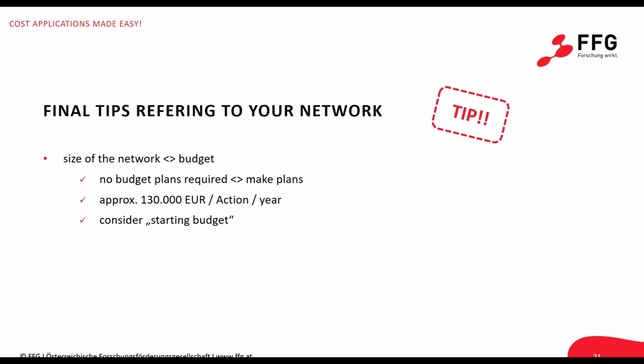That doesn't necessarily mean that you should not think about how much stuff would in general cost, so do make plans in the back of your head. In general, one can say that there are about 130,000 euro funding per action per year, approximately. The thing is that the budget per cost action is calculated on the basis of an estimation based on experiences, because in general, all cost actions have the same kind of networking activities.